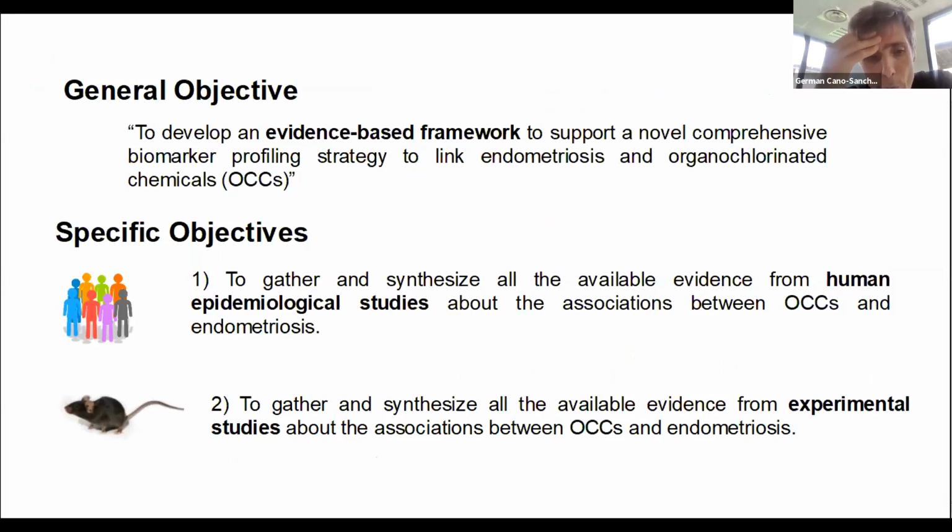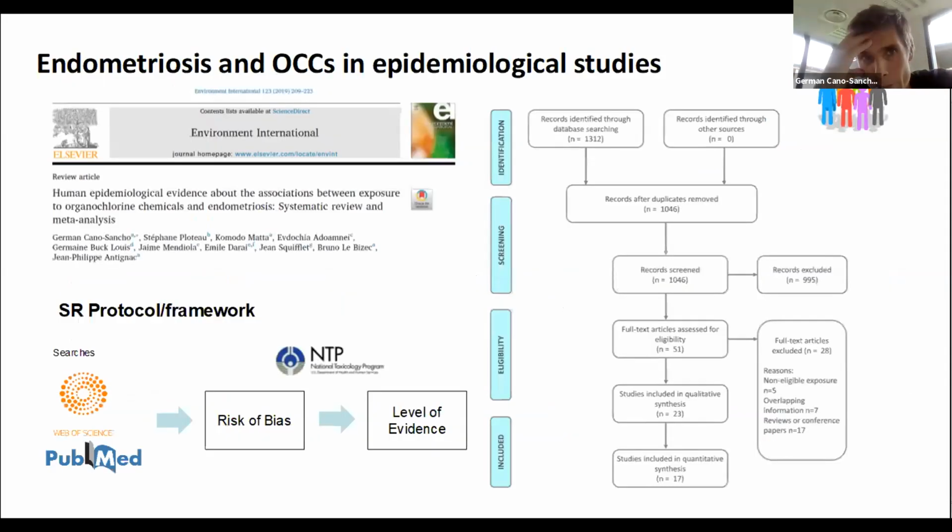To do that, we conceived an evidence-based framework in order to gather and substantiate the prioritization criteria of chemicals and biomarkers of that novel approach. So we conceived an epidemiological systematic review and also a systematic review on experimental studies, which I will expand on a little bit more. In the first systematic review, we applied the NTP OHAT approach to evaluate the risk of bias and the level of evidence, because it's a framework that I'm more familiar with.